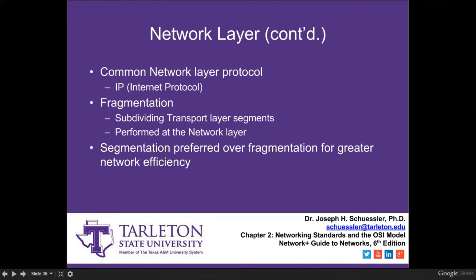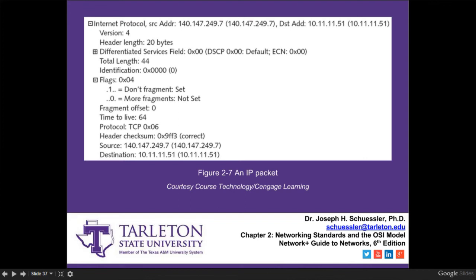So by far the most common protocol at this layer is the IP protocol. Fragmentation is similar to segmentation. It's the idea of dividing packets up into smaller, more manageable pieces. Hopefully at this layer we don't have to do that, but it is something that can be done if need be. For the most part, you don't have to worry about that. The protocols take care of that for you.